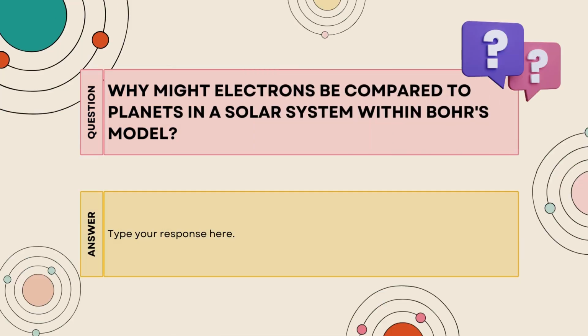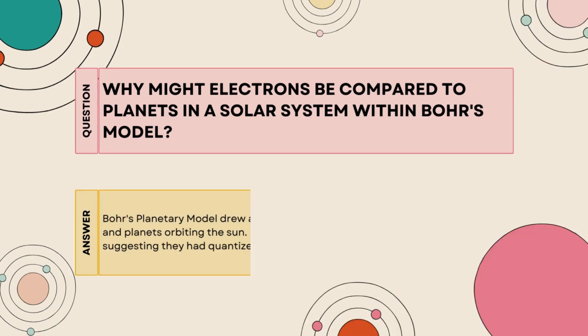Then the fourth question. Why might an electron be compared to a planet in a solar system within Bohr's model? If you know the answer, type the answer here. I will explain the question. If the atom is like a solar system in the Bohr model, why are the electrons compared to planets in a solar system? If you know the answer, type your answer here. Otherwise, I give you the answer.